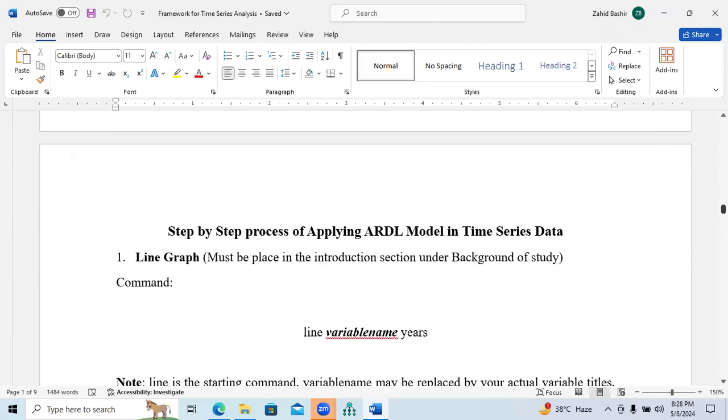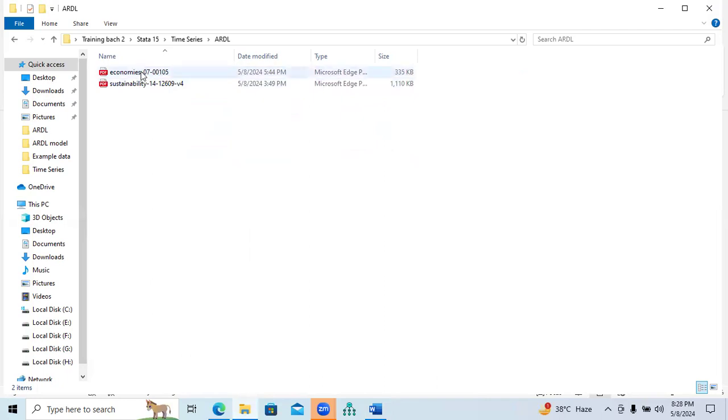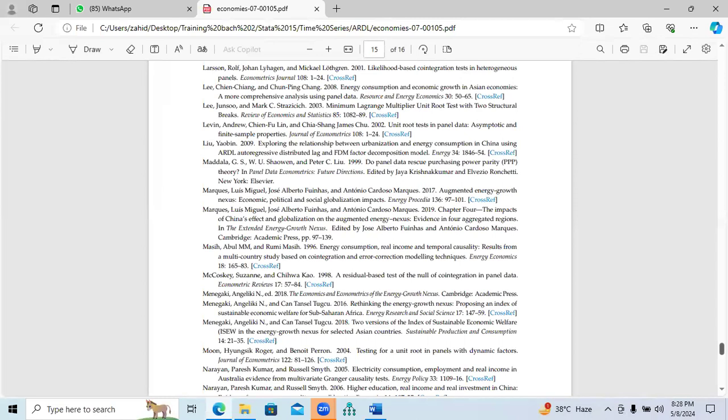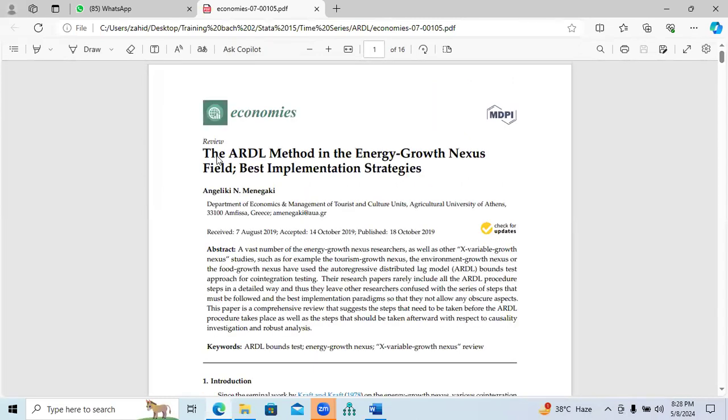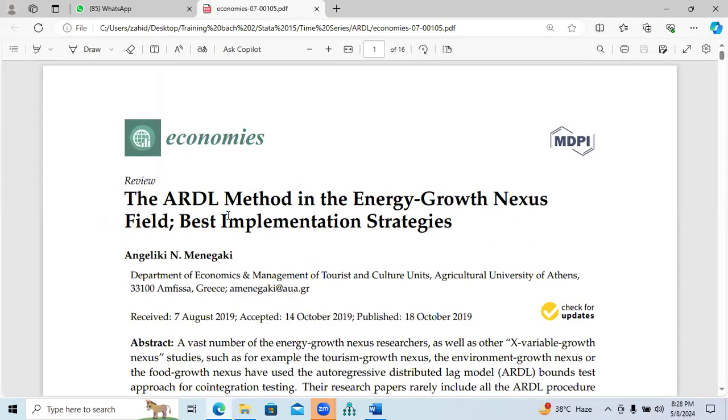I have designed a step-by-step procedure for considering the ARDL, but before applying this procedure, I want to discuss with you some important articles. These are some articles that you need to consider for understanding the step-by-step procedure. For example, this is the article. It is a very easy to understand article. There may be some other articles as well, but for me, this article was very easy to understand the ARDL procedure.